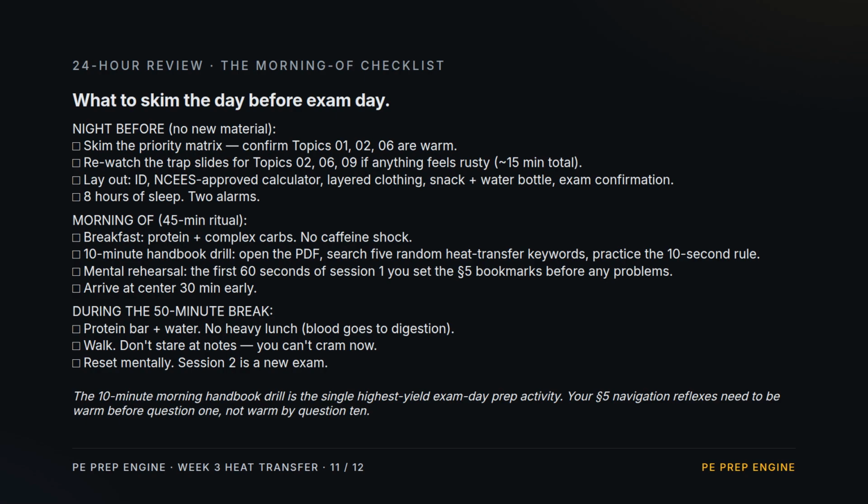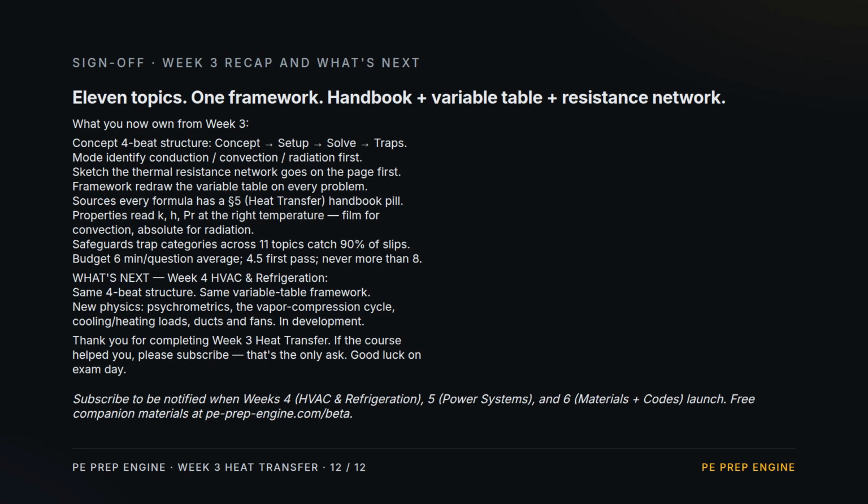Session 2 is a new exam. Week 3 recap. 8 things you now own. The 4-beat structure: concept, setup, solve, traps. Mode identification first: conduction, convection, or radiation. The thermal resistance network as the first sketch. The variable table framework. Handbook bookmarks across Chapter 5. The property temperature discipline. Film for convection. Absolute for radiation. Trap categories across all 11 topics. And the time budget. 6 minutes per question, never more than 8.